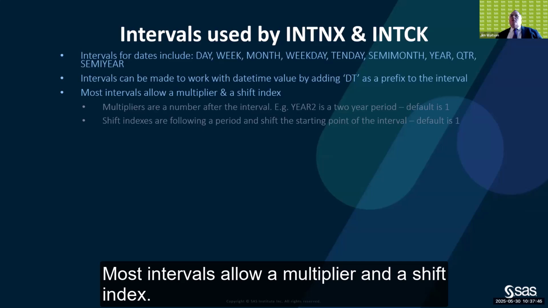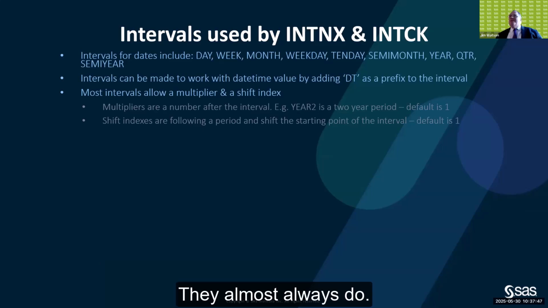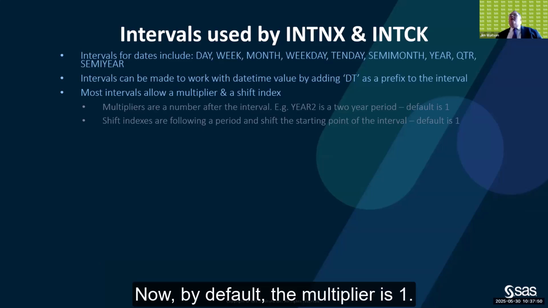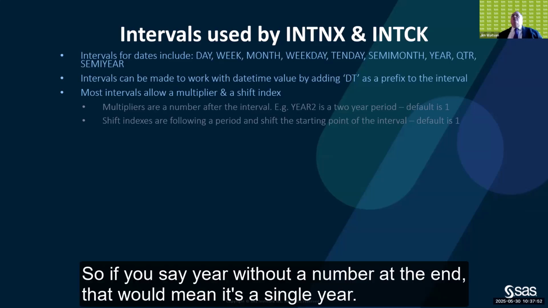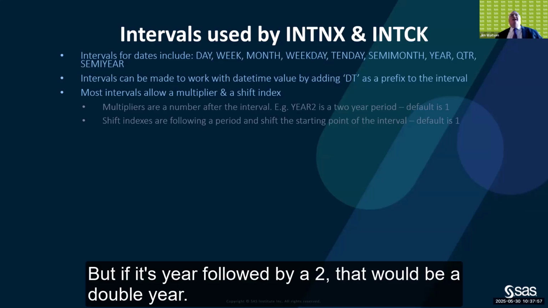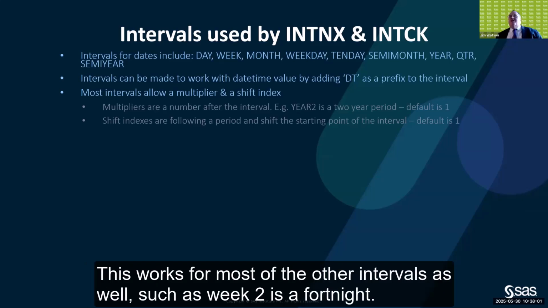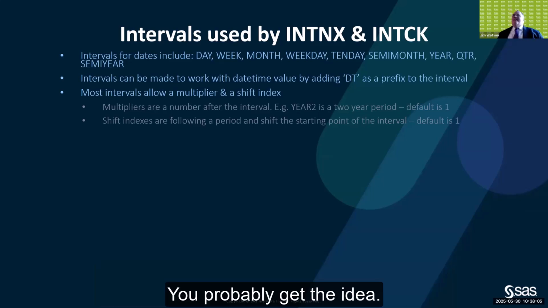Most intervals allow a multiplier and a shift index. They almost always do. By default, the multiplier is 1. So if you say year without a number at the end, that would mean it's a single year. But if it's year followed by a 2, that would be a double year. This works for most of the other intervals as well, such as week 2 is a fortnight. You probably get the idea.